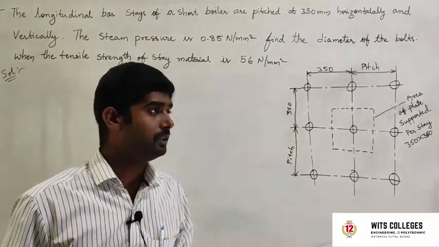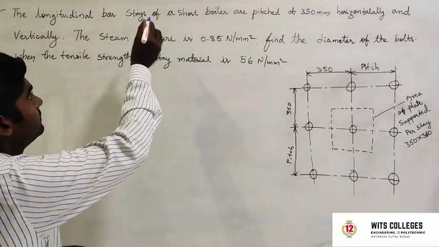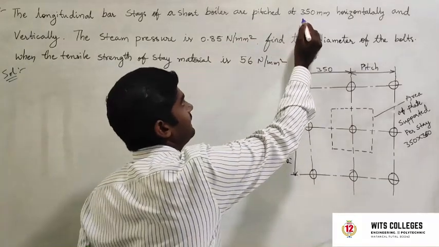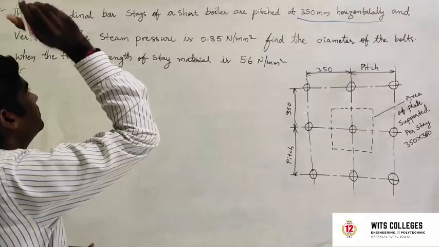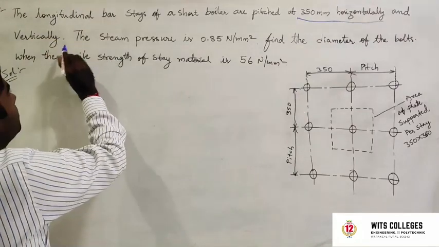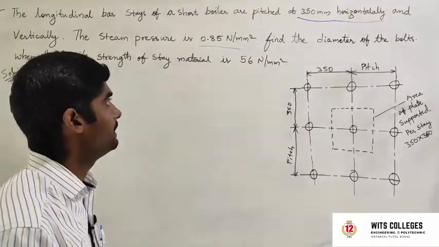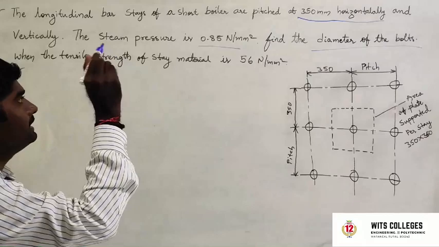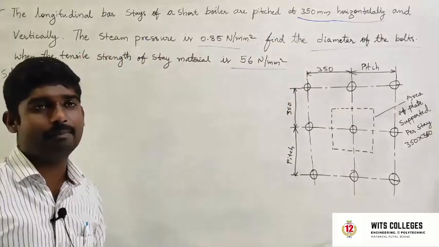Okay students, coming to the next problem. Our next problem: the lines of stay bolts of a boiler are pitched at 350 mm horizontally and vertically also 350. The steam pressure is 0.85 newtons per mm square. Find the diameter of the bolt. The tensile strength of stay material is 56 newtons per mm square.